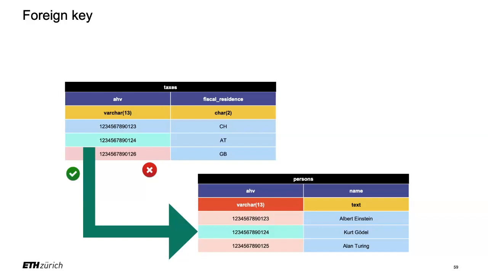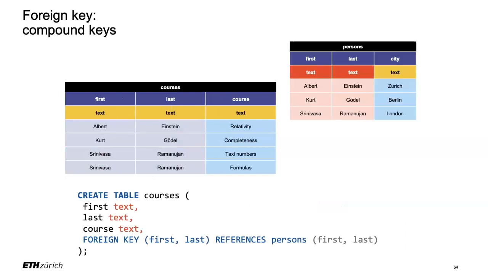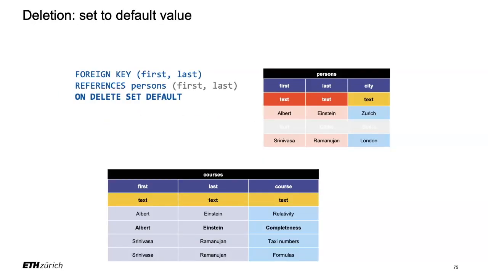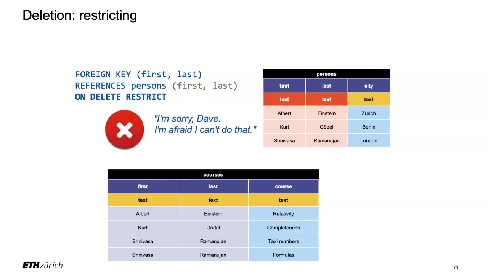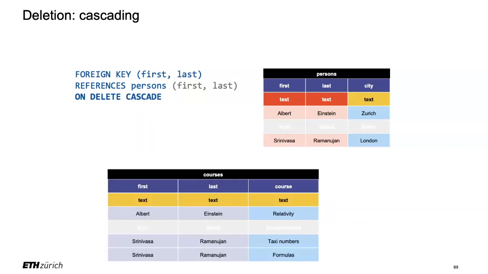Mm-hmm. The last slide, creating the foreign key reference of the last and first name to the person's table. Yep. Then we delete something from the person's table. Yep. And it automatically cascades, if you say on delete cascade. Yeah, that's exactly it, right?